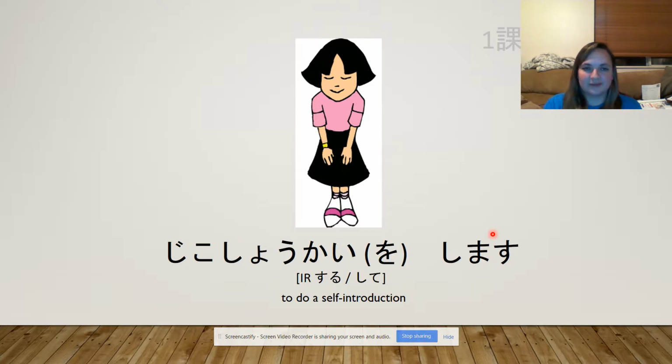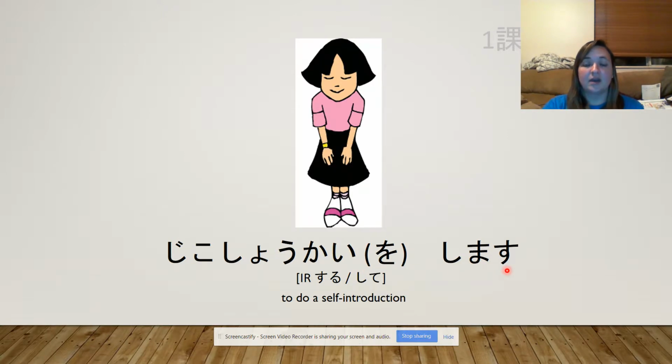or 自己紹介します and then go ahead and introduce yourself like はじめまして、私は福田と申します and go on and introduce yourself. So 自己紹介. So that's a really important word. Don't forget 自己紹介 and 自己紹介します. はい.